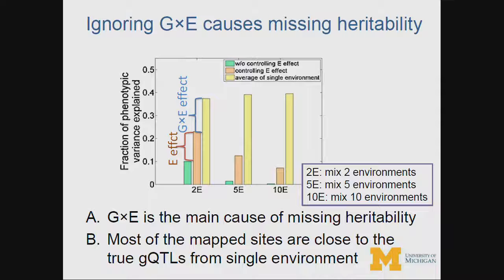Heritability on average is 57% for all the environments, and single environment explains almost 40%. I use a very stringent criteria to map the GQTLs because I want to have low false positives, since I also use the sites to test the enrichment, so the criteria is quite high.